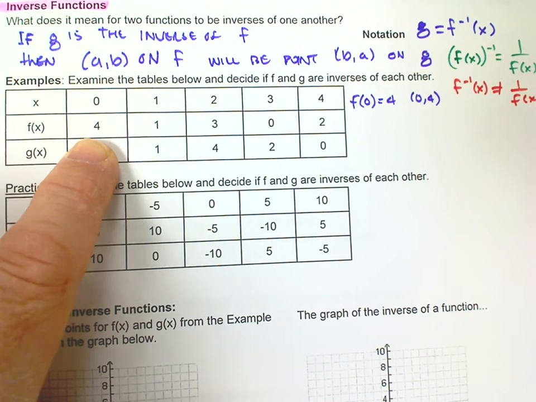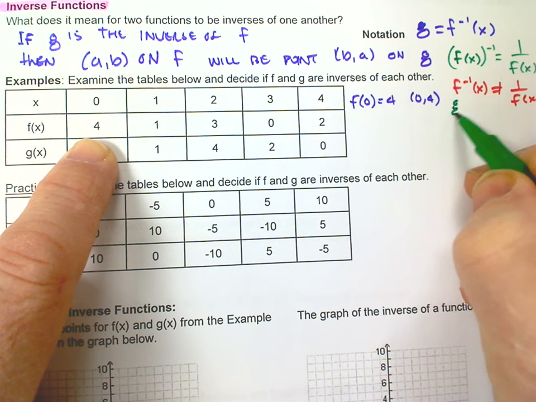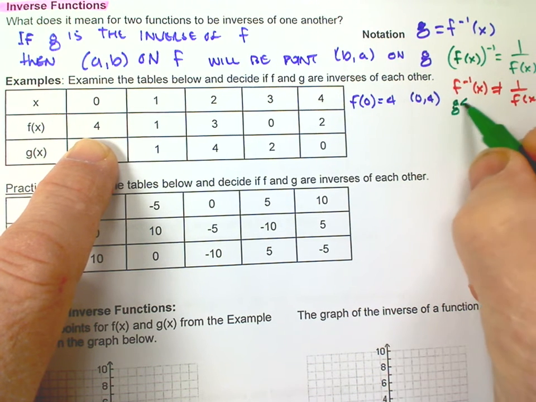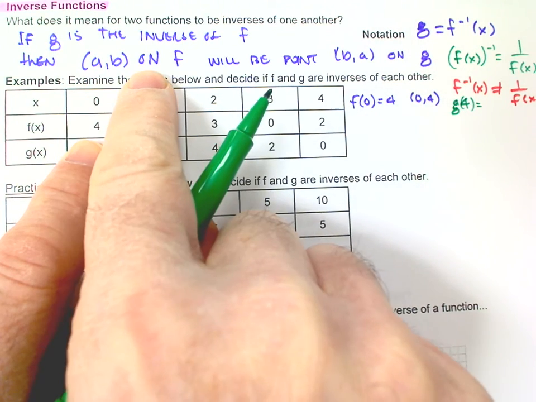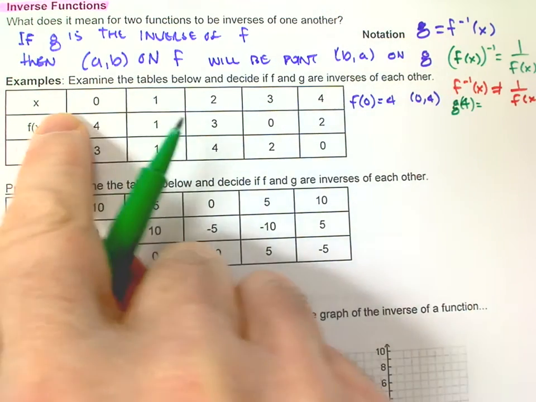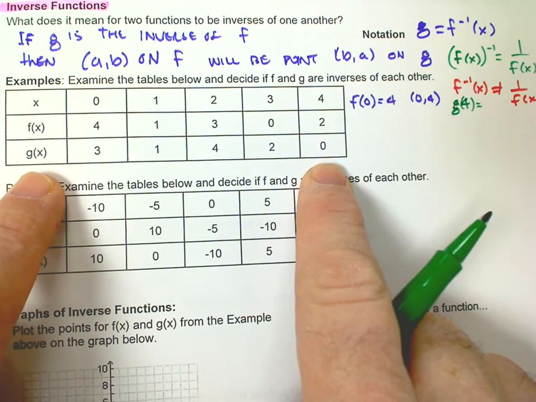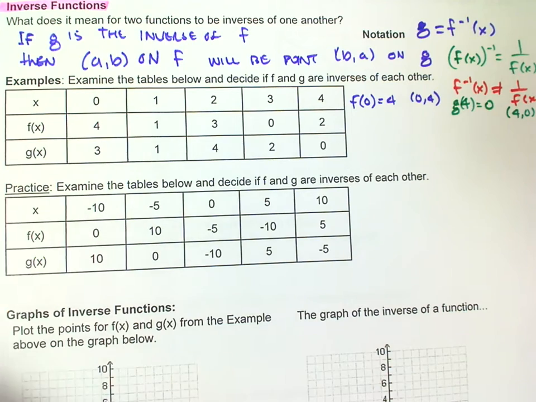Let's compare that to our g function. The input to our g function would be this output 4. Remember what we said up here. If (a, b) works on f, then (b, a) has to work on g. So let's take a look here. x equals 4. What do we get from g? We get 0. So does that one work for us? Yeah. We get the point (4, 0) in the g function.